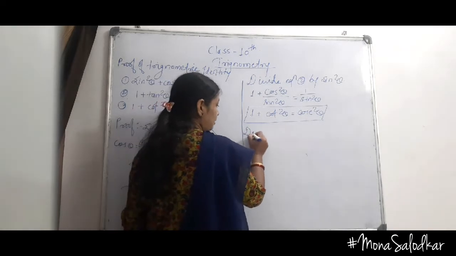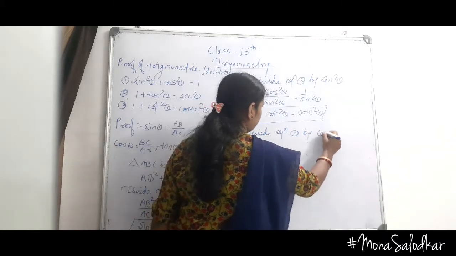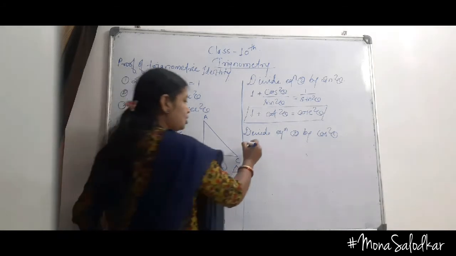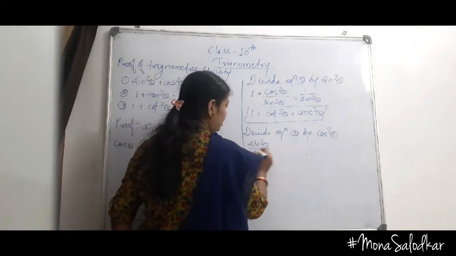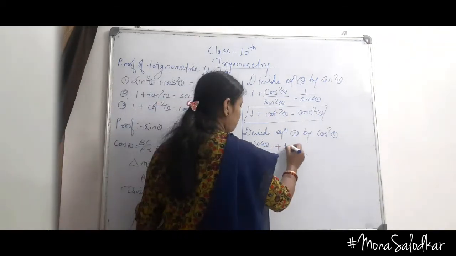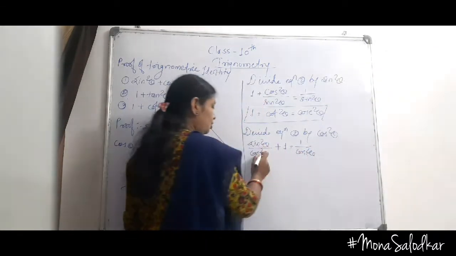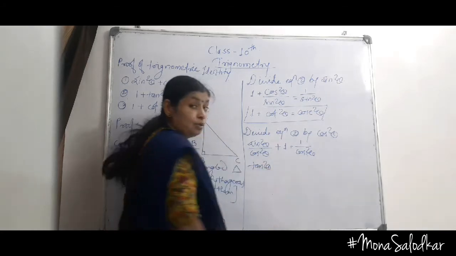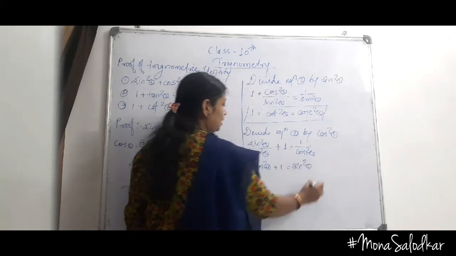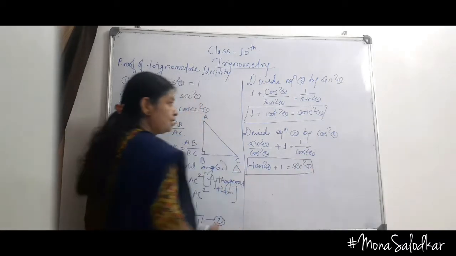Now again you have to divide equation 2 by cos square theta. If you divide by cos square theta, then you get sin square theta upon cos square theta plus cos square theta upon cos square theta is 1. And again 1 upon cos square theta. Now sin upon cos means tan. You already know sin upon cos means tan, plus 1, and 1 upon cos means sec square theta. So you get the second identity, that is tan square theta plus 1 is equal to sec square theta.